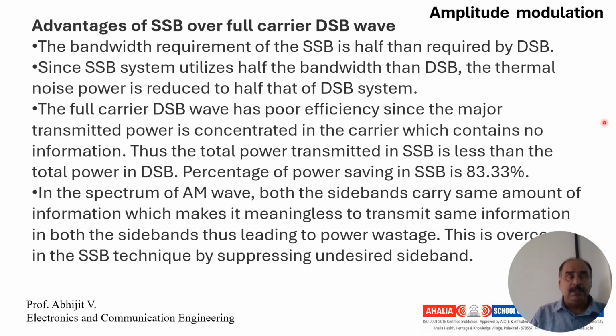Only the upper and the lower sideband carry any information. The total power transmitted in an SSB system is less than the total power in DSB. The percentage of power saving is up to 83.33 percent. In the spectrum of an amplitude modulated wave, both the sidebands carry the same amount of information, which makes it meaningless to transmit the same information on both sides of the spectrum, which is power wasteful. This disadvantage is overcome by the SSB technique, where we are transmitting only the single sideband and all the other components are eliminated.